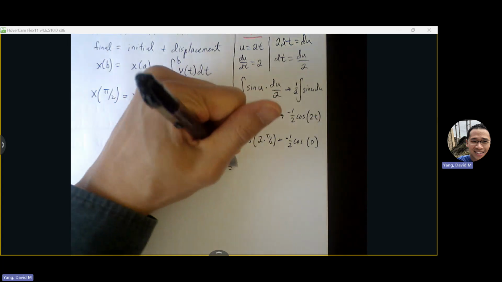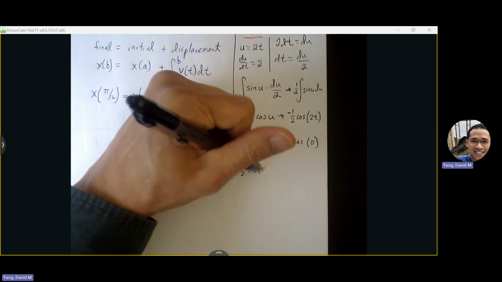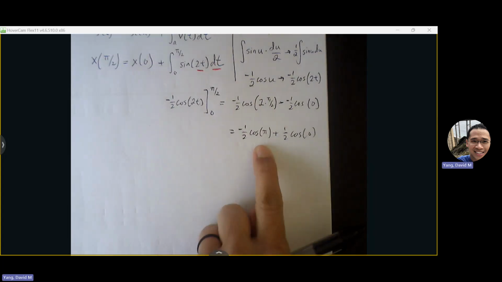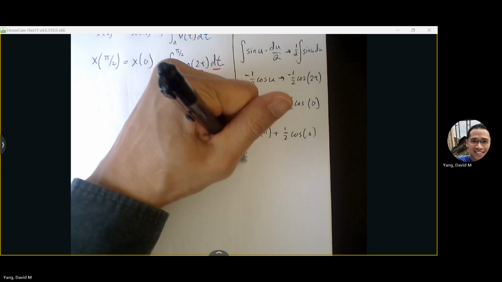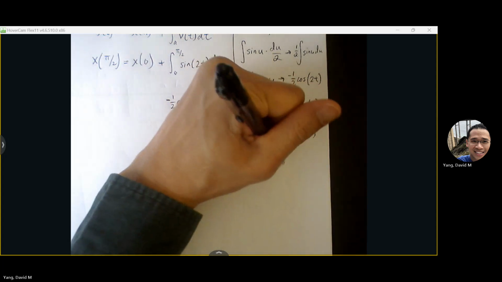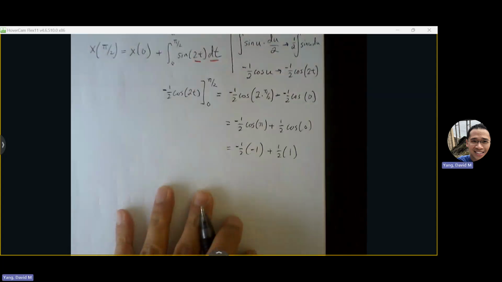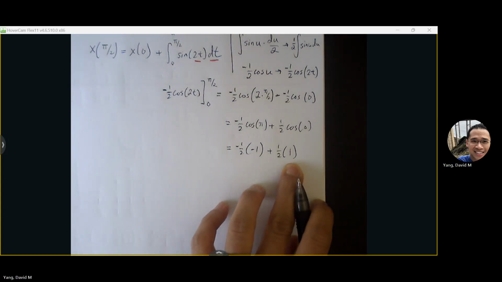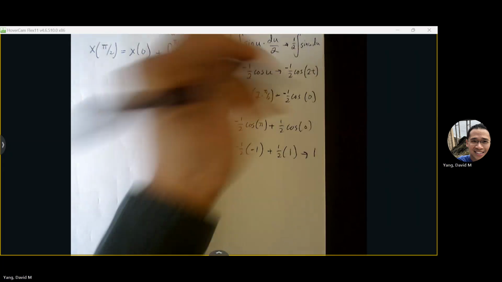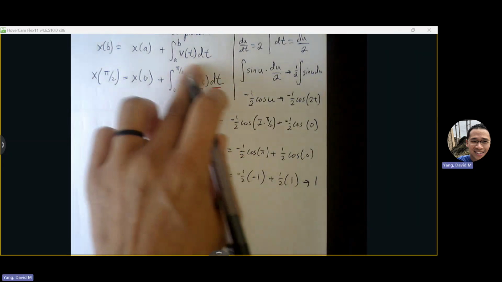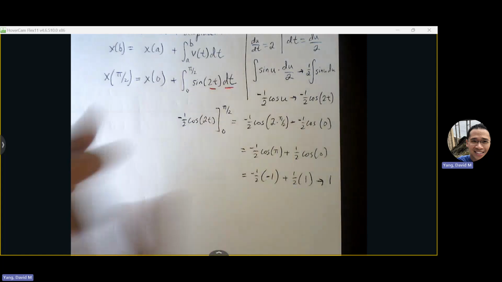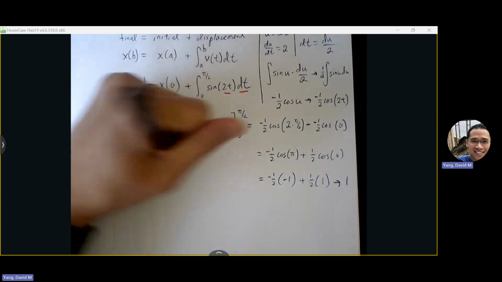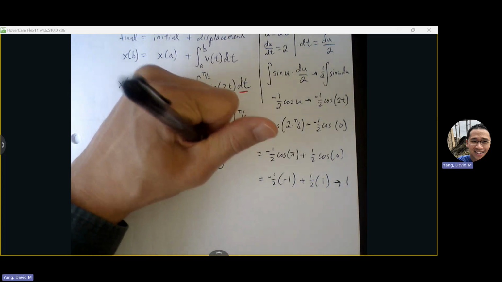So I get -1/2 cosine of pi plus 1/2 cosine of 0. Cosine of pi is -1. Cosine of 0 is 1. So I get 1/2 plus 1/2, which is 1. So all this work here gets us to 1. We know x of 0 is 4, so we'll put it all together. x of pi over 2 would be 4 plus 1, which is 5.